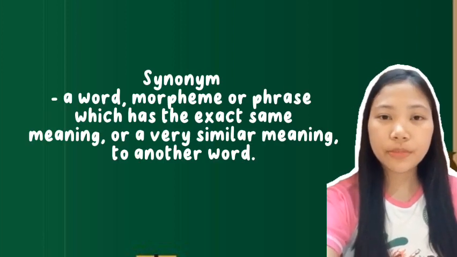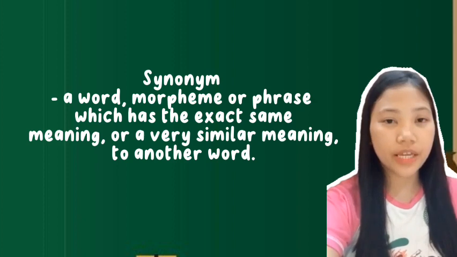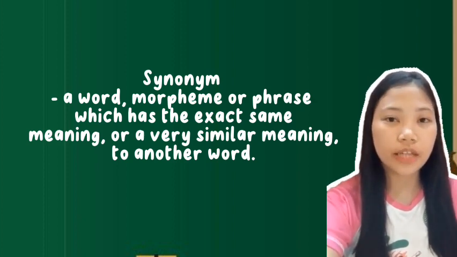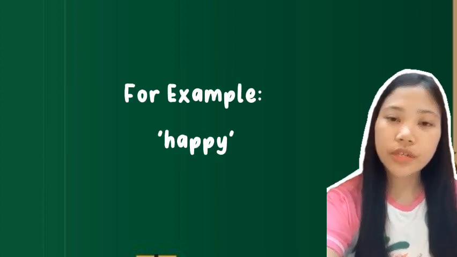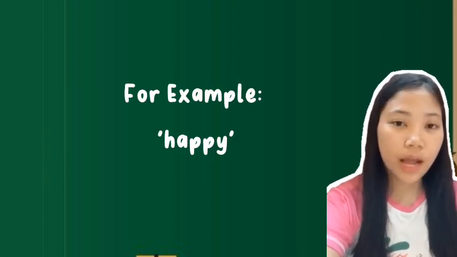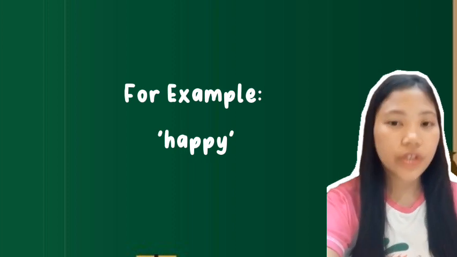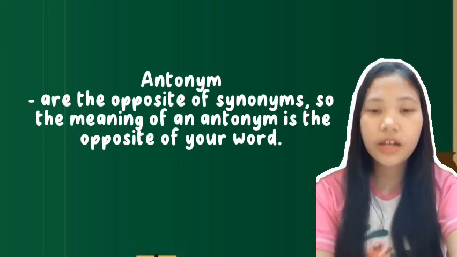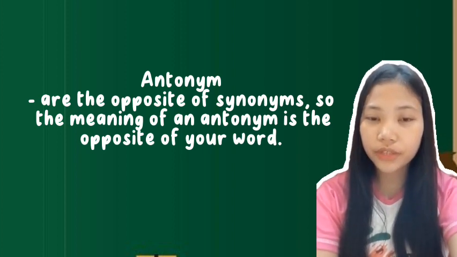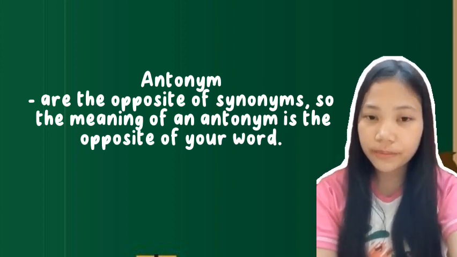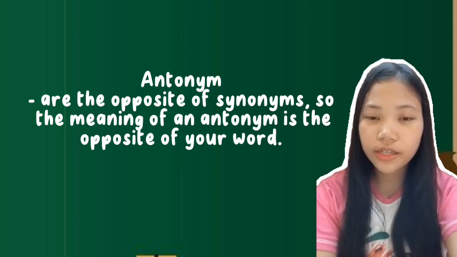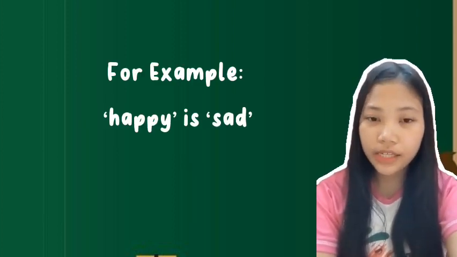Synonym. A synonym is a word, morpheme or phrase which has the exact same meaning or a very similar meaning to another word. For example, synonyms of happy include joyful, cheery, and contented. Antonyms. Antonyms are the opposite of synonyms. So antonyms are the opposite of your words. So for example, happy, sad, short, tall.